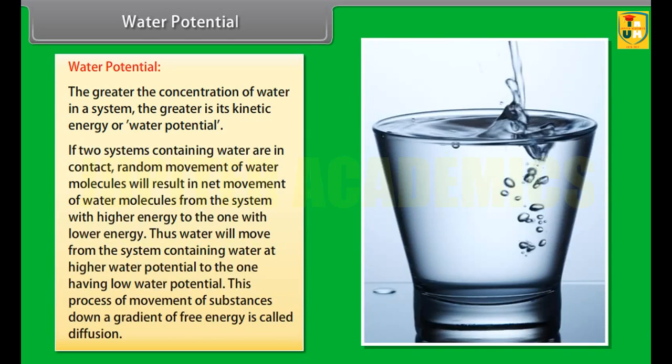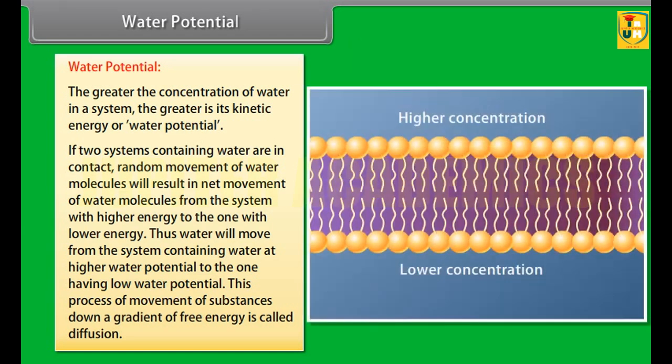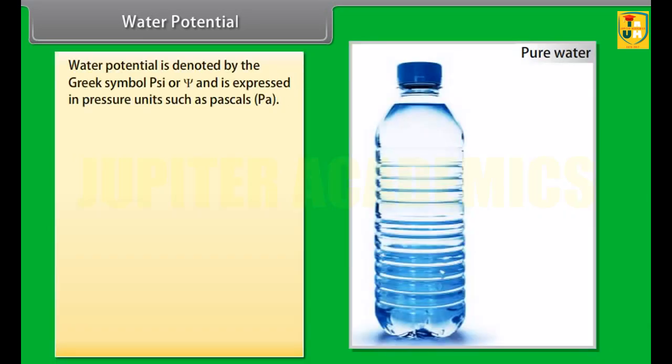If two systems containing water are in contact, random movement of water molecules will result in net movement of water molecules from the system with higher energy to the one with lower energy. Thus, water will move from the system containing water at higher water potential to the one having lower water potential. This process of movement of substances down a gradient of free energy is called diffusion. Water potential is denoted by the Greek symbol psi and is expressed in pressure units such as pascals.